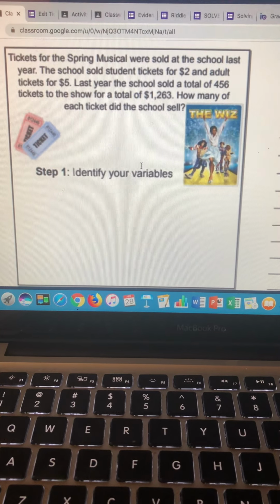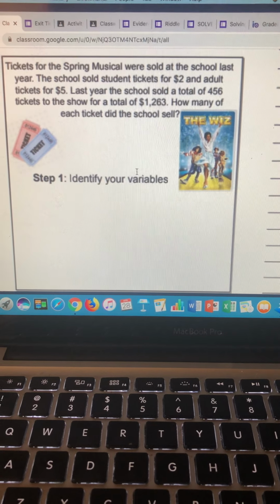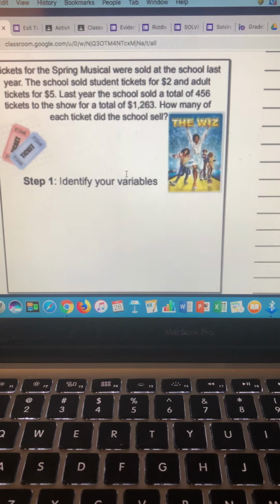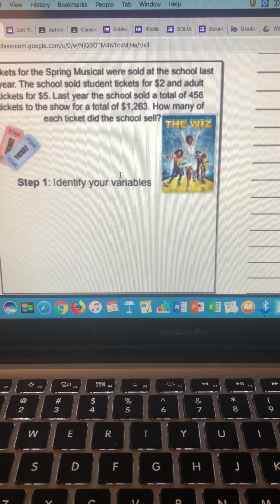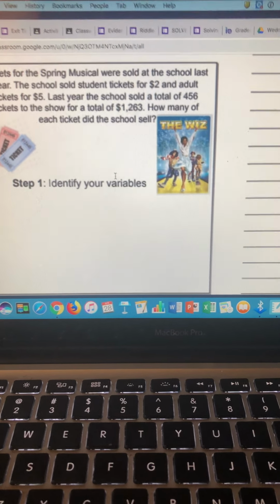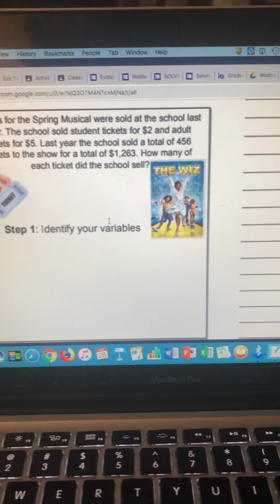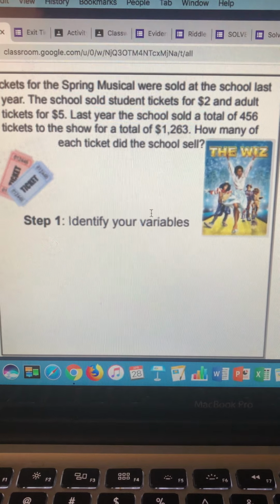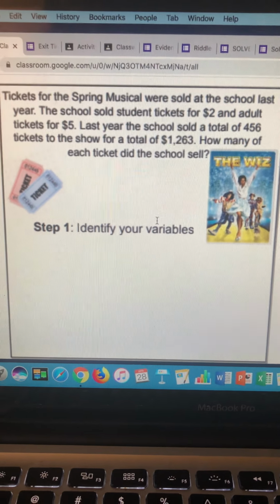So we have a question about the spring musical. Tickets were sold last year. There were student tickets for $2 and adult tickets for $5. Last year, the school sold a total of 456 tickets and for a total of $1,263. The question says, how many of each ticket did the school sell?